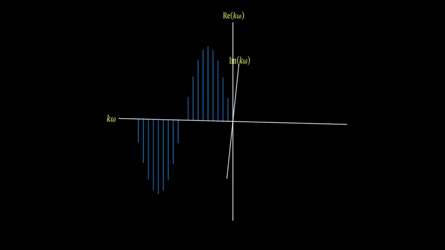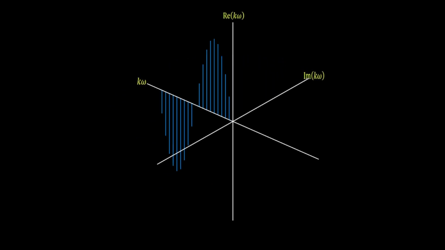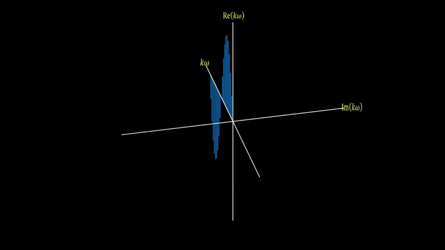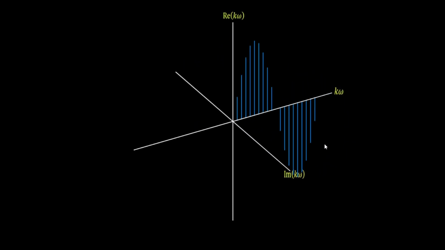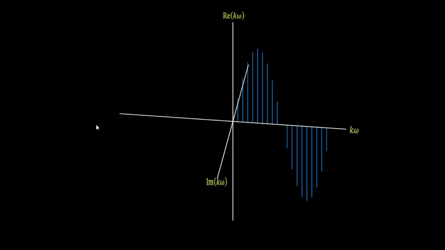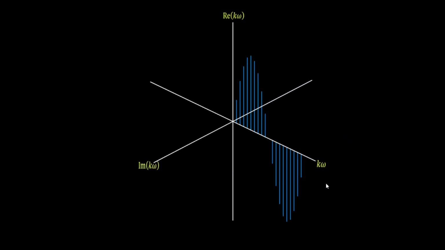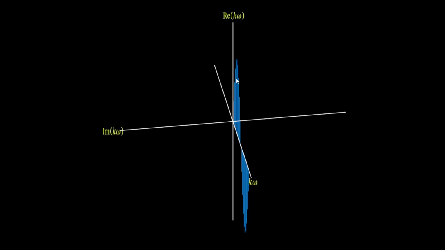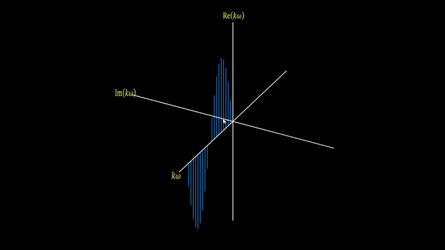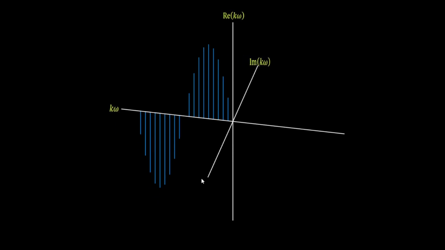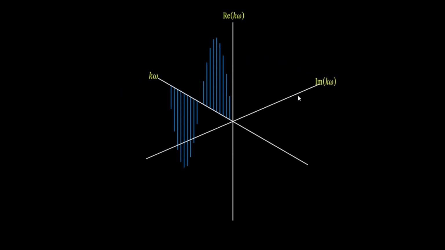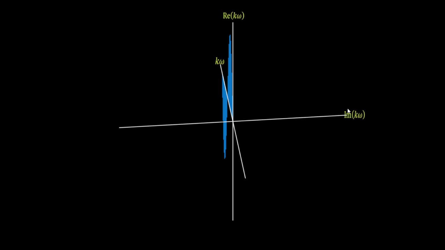I have updated my 3D simulator so that I can deal with discrete functions. What you see here is the sine function which has been sampled in the frequency domain. We have the frequency axis k omega here. We have the real part of the function here and the imaginary part of the function along this plane here.